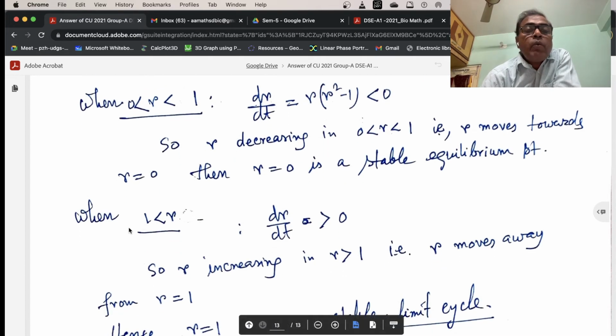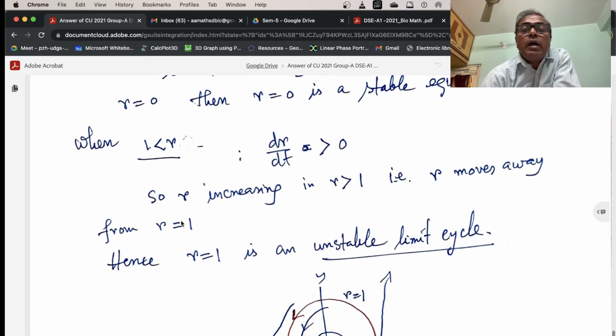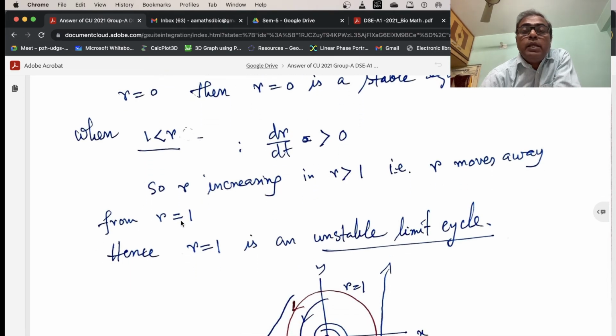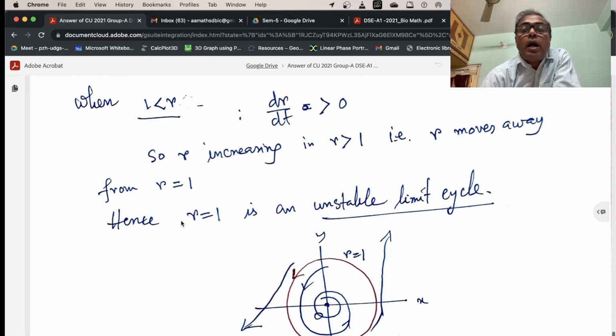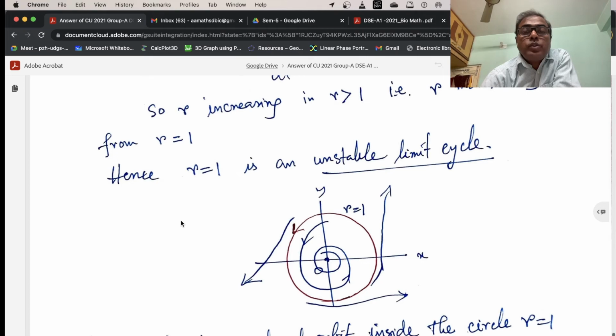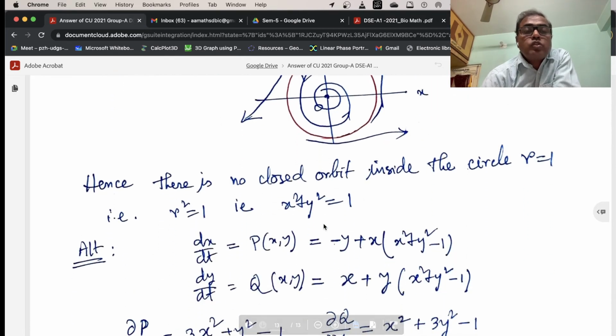When r is greater than 1, dr/dt is positive, so r is increasing and moves away from r equal to 1. So r equal to 1 is an unstable limit cycle. So clearly there is no closed orbit within r equal to 1. So for r equal to 1, that is x square plus y square equal to 1, there is no closed orbit.